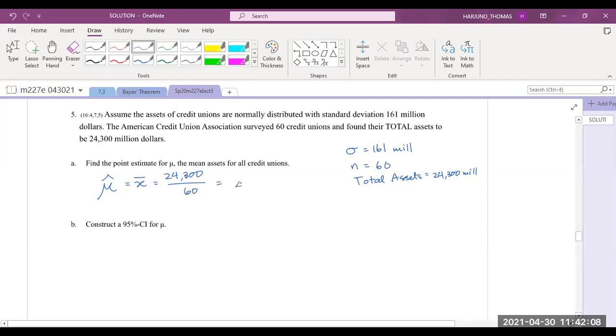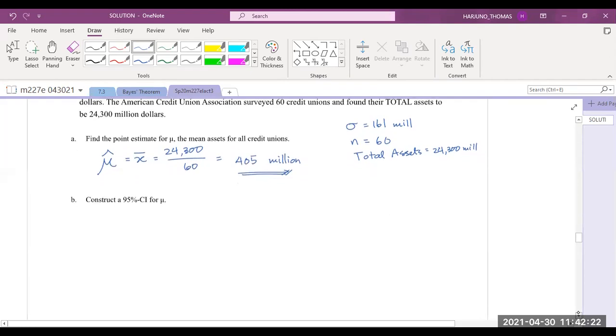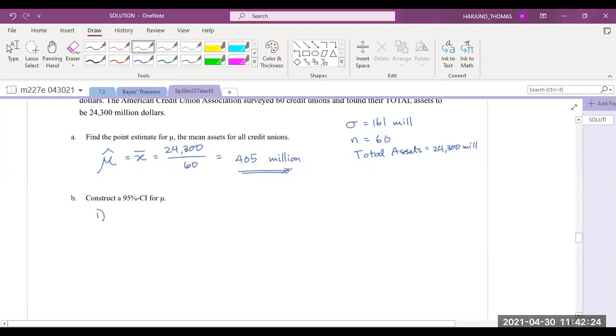So the best point estimate is $405 million. That's the point estimate. Now, part B, construct a 95% confidence interval for mu. Step 1, best point estimate. We got that earlier on the top. That's X bar equals 405 million.